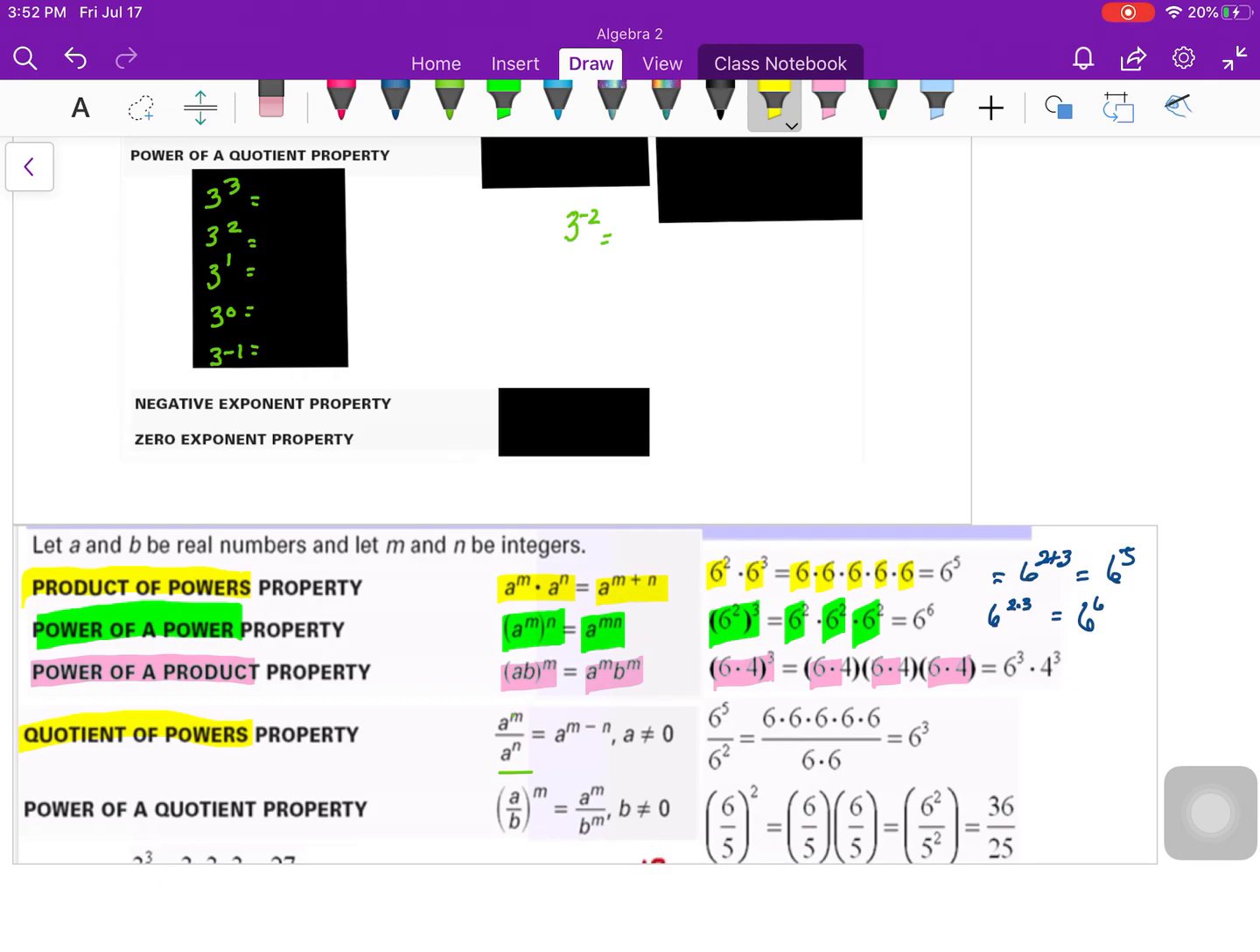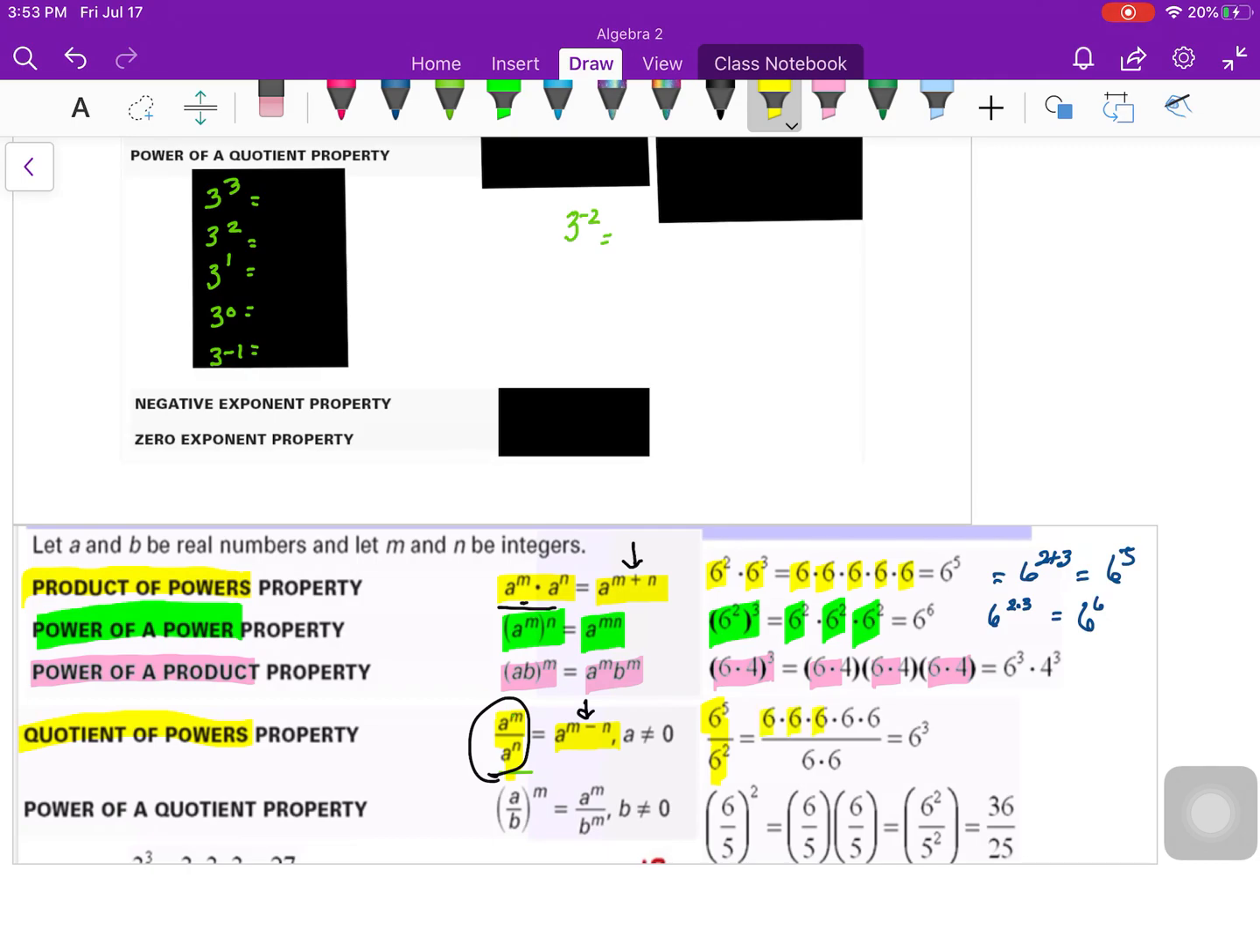The next one is quotient of a power. So instead of power of a product, it's quotient of the powers. So a to the m divided by a to the n means a to the m minus n. If you notice up here, this was product of powers. When I multiplied, I added my exponents. So quotient means when I divide, I should do the opposite, which is subtract my exponents.